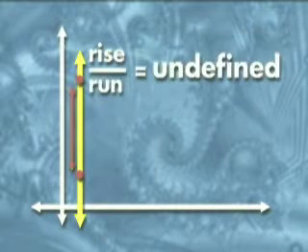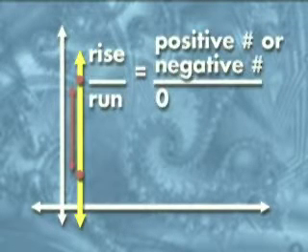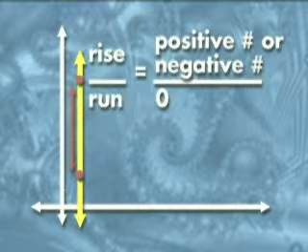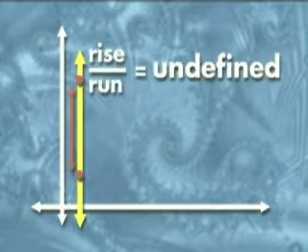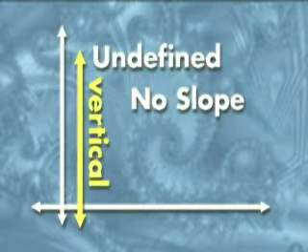The slope, or ratio of rise to run, will be undefined, since any number divided by 0 is undefined. You can't have 0 in the denominator. Because the slope of a vertical line is undefined, we often say that it has no slope.